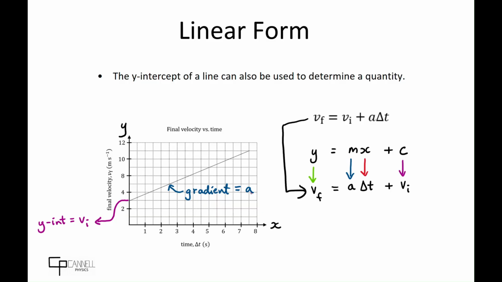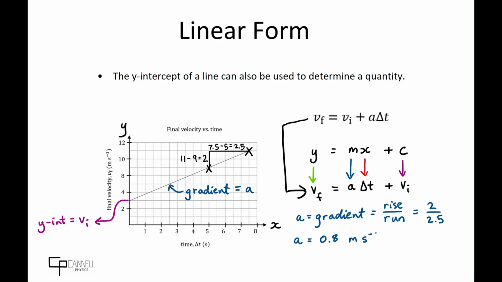So let's calculate the acceleration by calculating the gradient, because they are the same thing. I've just picked two easy to read points here, which I've highlighted with crosses, and I can see the rise is 2 and the run is 2.5. Therefore, the gradient, hence acceleration, is 0.8 meters per second squared.